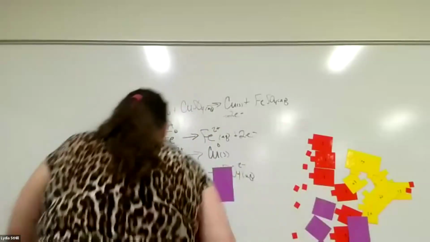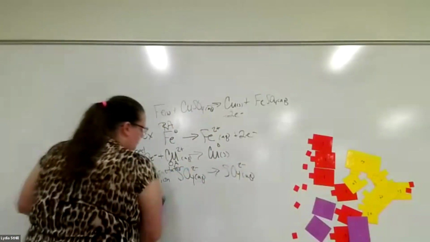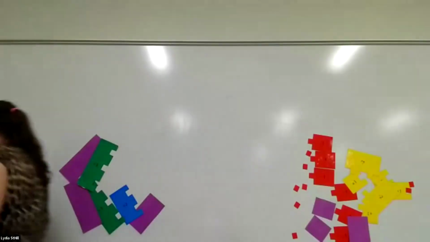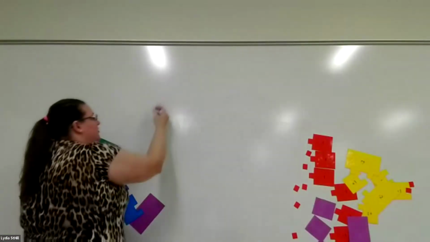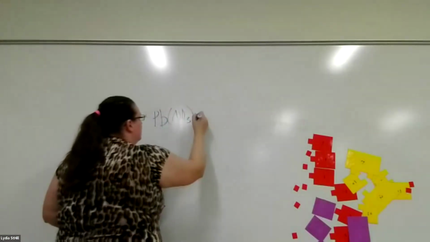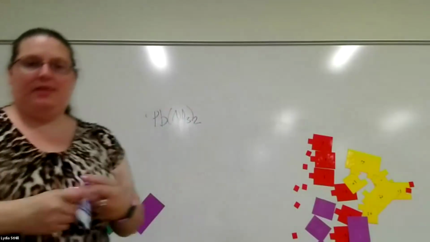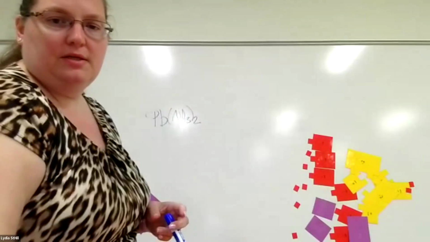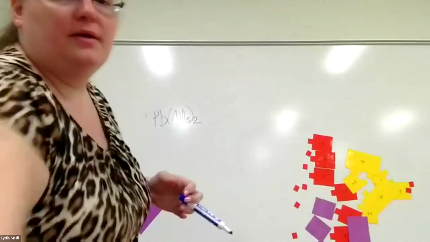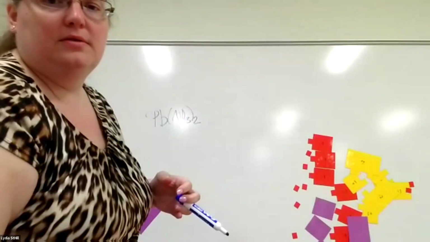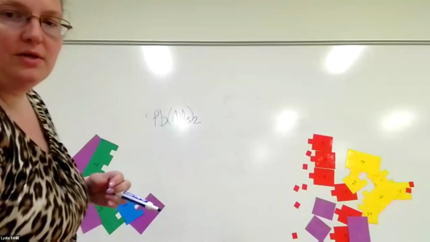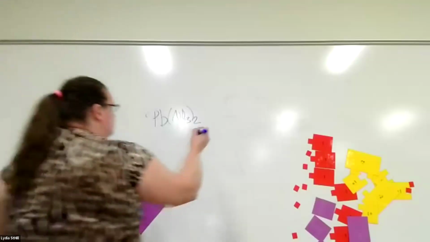Okay, so what are we going to have? We're going to have Pb(NO3)2 plus KI. Make sure I got this equation right.